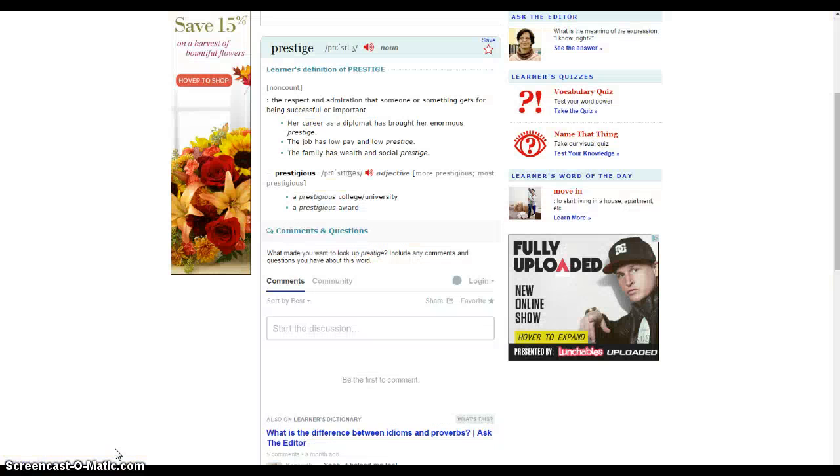The next word is prestige. In this class, we've been discussing status. And as you can see, the definition here is the respect and admiration that someone or something gets for being successful or important. So for example, her career as a diplomat has brought her enormous prestige. In other words, it has brought her a great deal of respect and admiration.